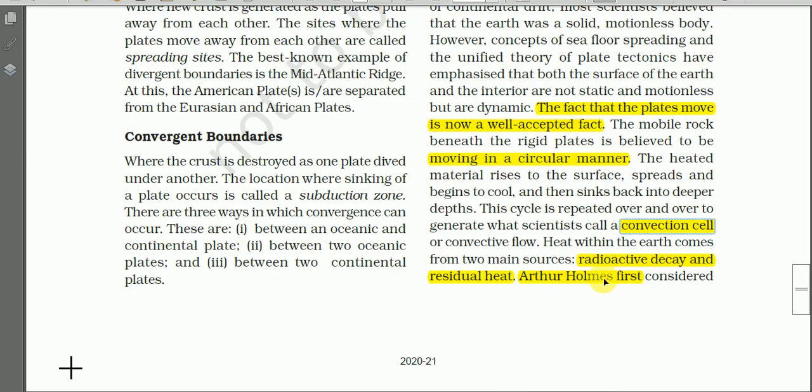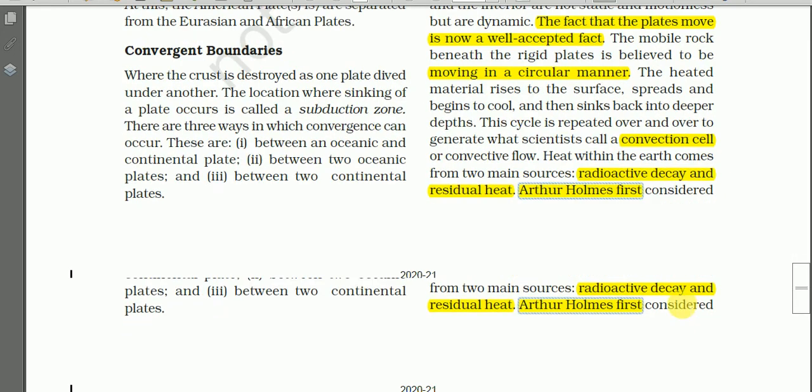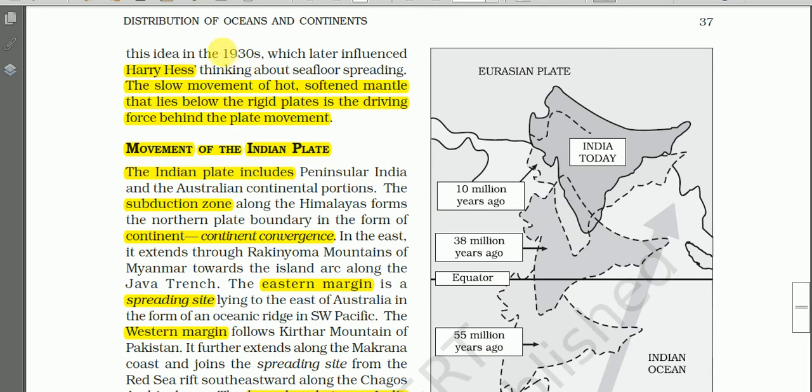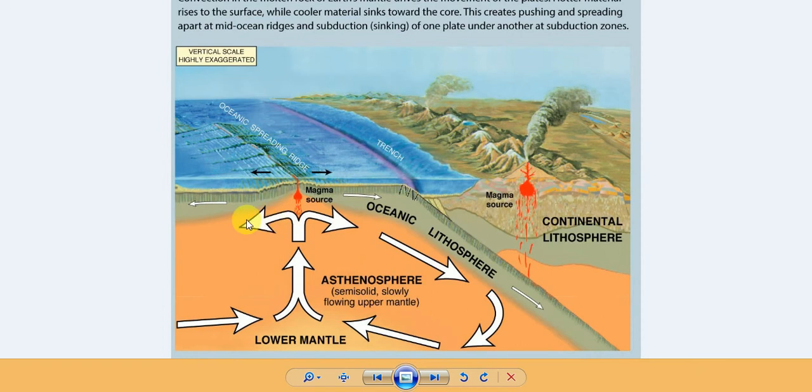Arthur Holmes considered this idea in the 1930s, which later influenced Harry Hess. Actually, Hess was the geologist who postulated seafloor spreading. The slow movement of hot, softened mantle that lies below the rigid plate is the driving force behind the plate movement. Let me repeat: the slow movement of hot, softened mantle that lies below the rigid plate is the driving force behind the plate movement. Just see this here: magma is moving just below the crust, and because of this movement of magma just below the crust, the plates are moving.